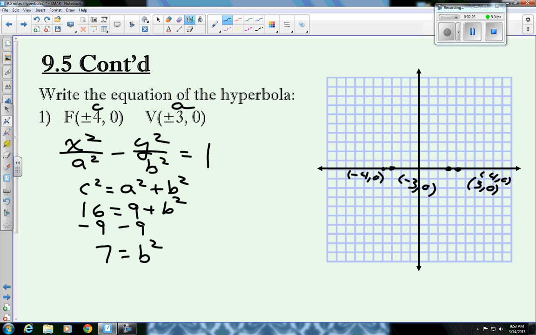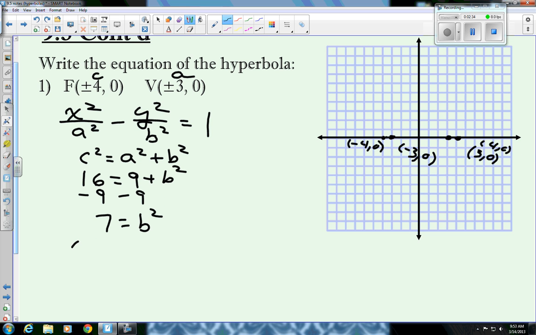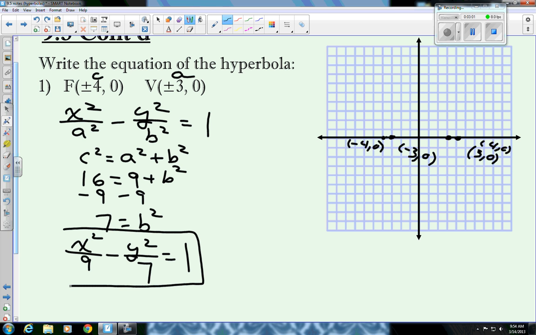So I know my a squared is 9. I know my b squared is 7. So I have x squared over 9 minus y squared over, now notice I didn't even take the square root of my b squared, so it is already squared, so that's 7. This is b squared equals 7. And that equals 1. I mean, you can take the square root, but we don't need to. We just need the b squared.